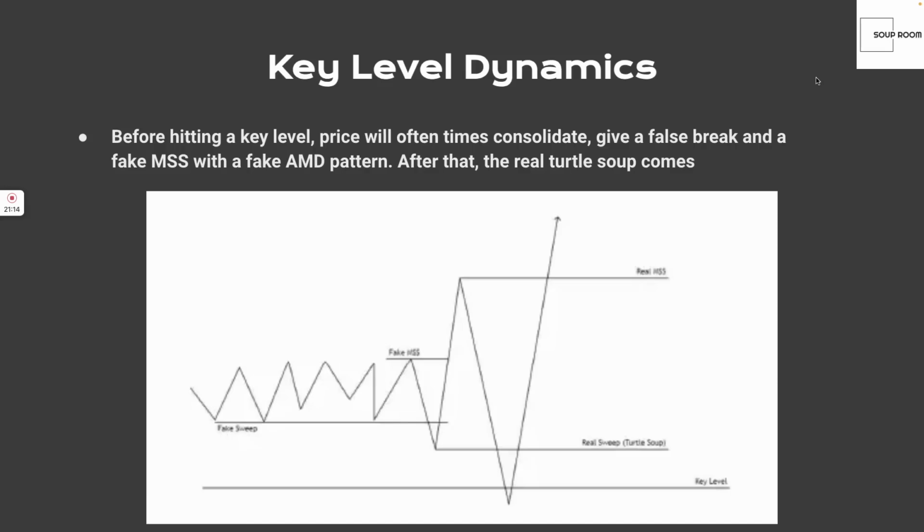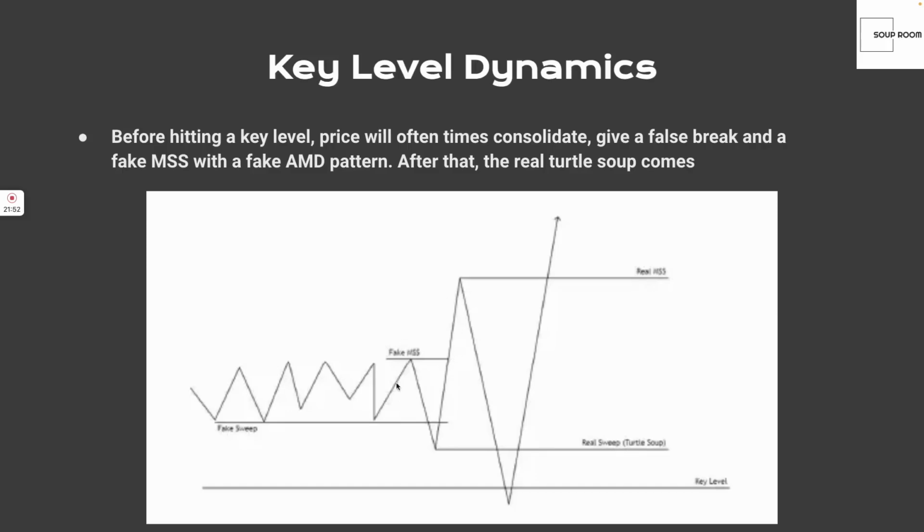Key level dynamics. Before hitting a key level, price will oftentimes consolidate, give a false break, and a fake market structure shift with a fake accumulation, manipulation, distribution pattern. After that, the real turtle soup arrives. Take a look at this example right here. We have a fake turtle soup, fake market structure shift.